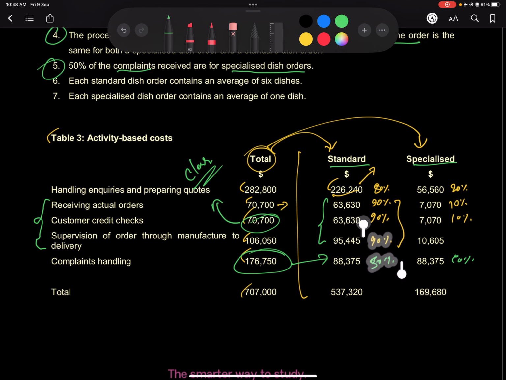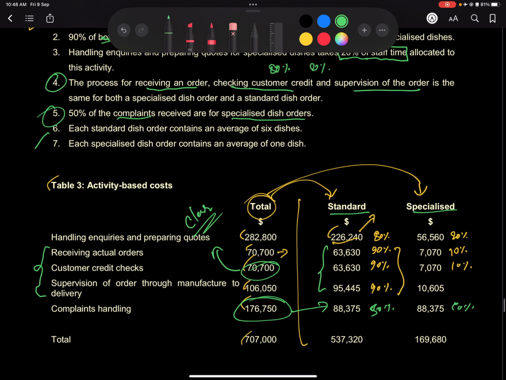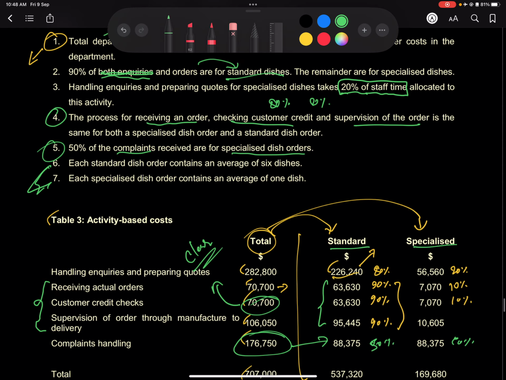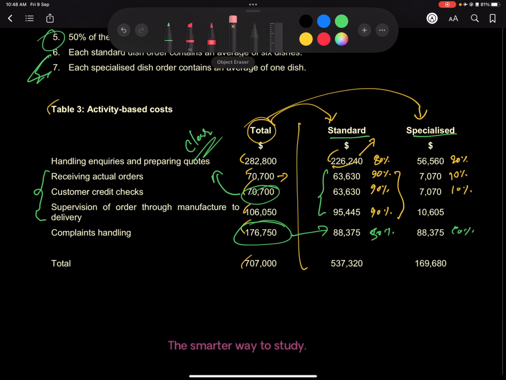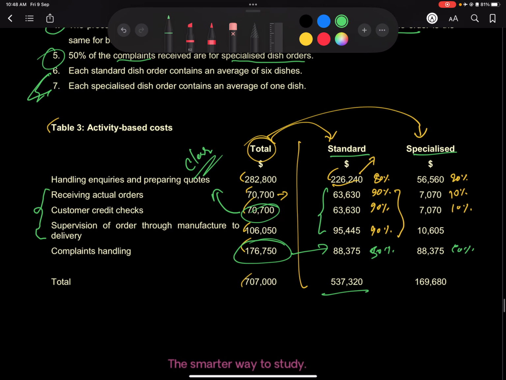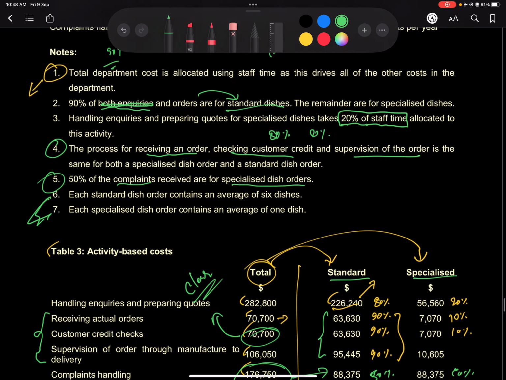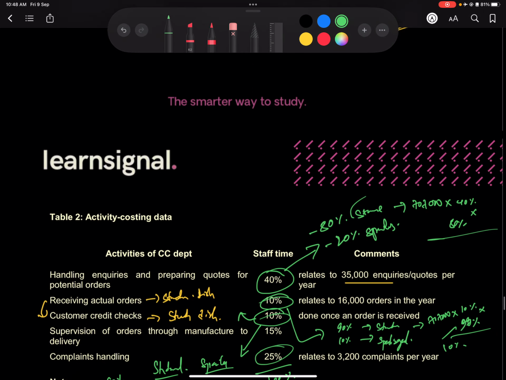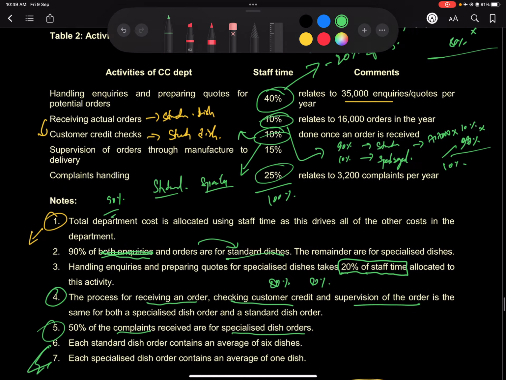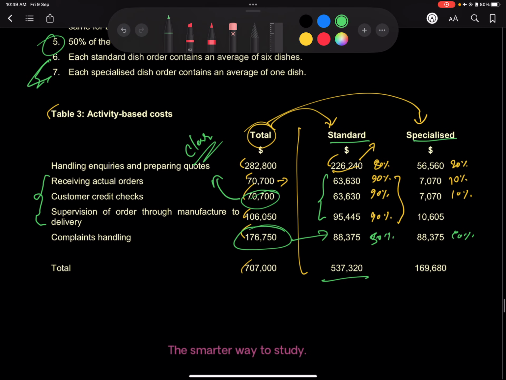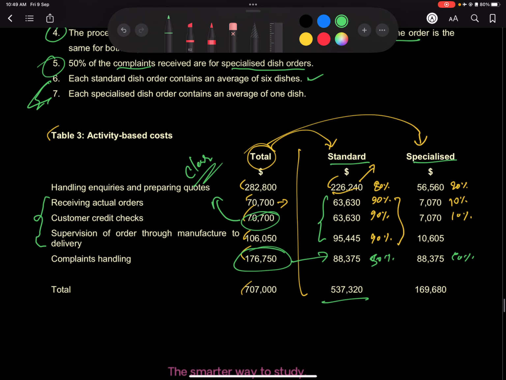Okay, this is useful later on for estimating the cost, right? That's all done. All we need to do now is divide this number by how many orders we are getting. We are getting 16,000 orders, for an average of 6 dishes. Standard is 6.